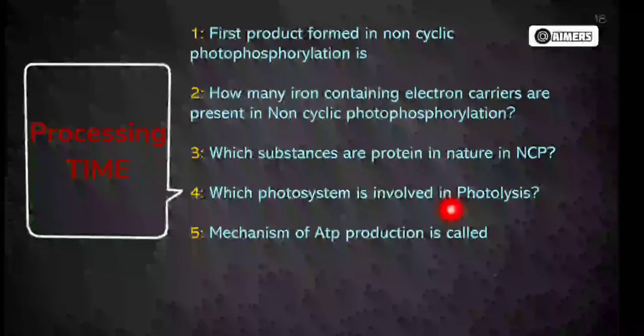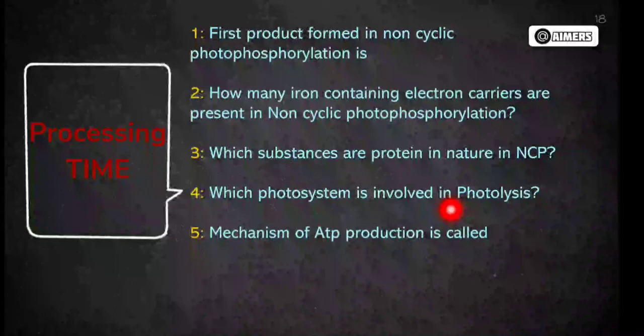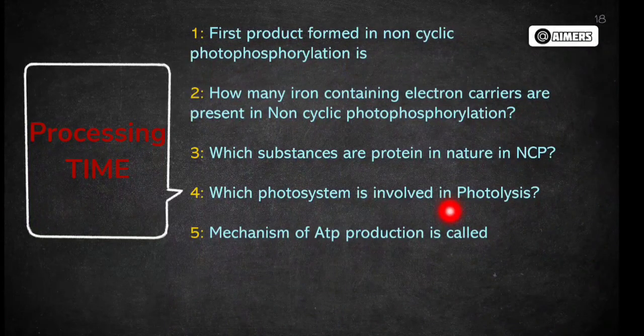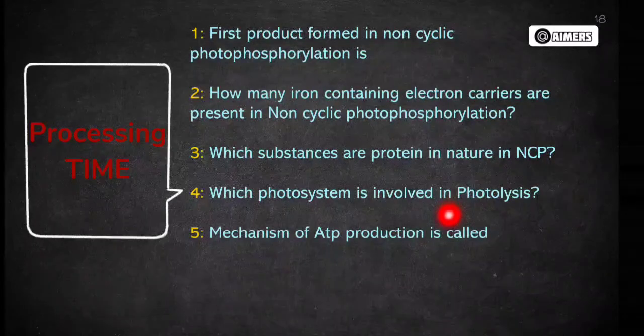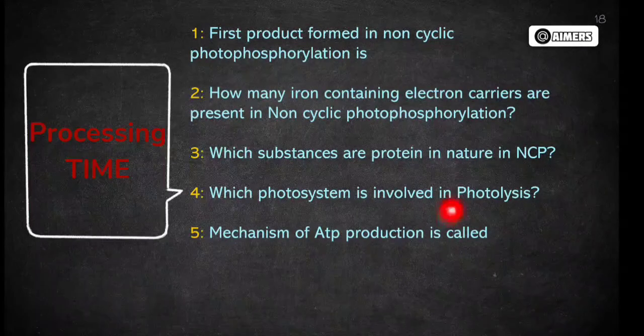Now which photosystem is involved in photolysis? It's so simple that only photosystem 2 is involved in the process of photolysis, and photolysis helps to fill the electron hole in photosystem 2.